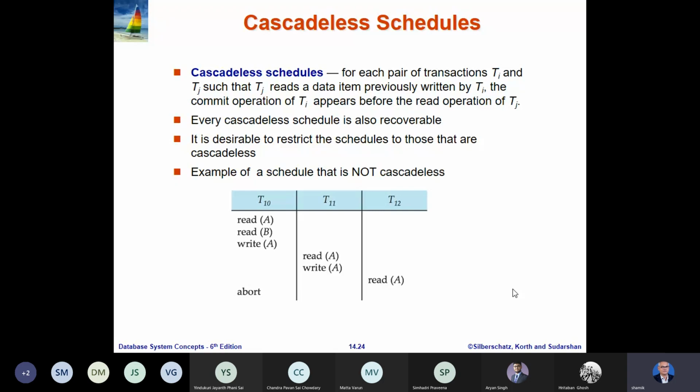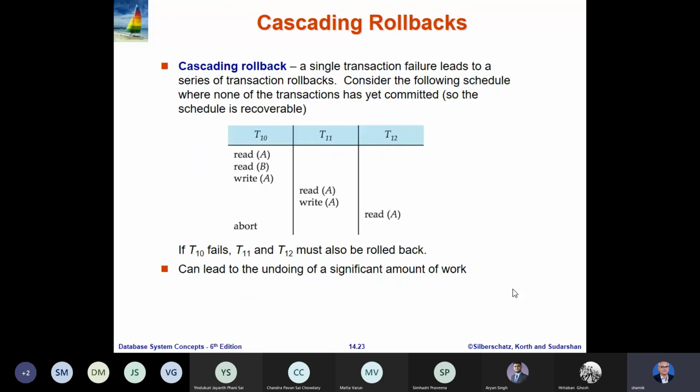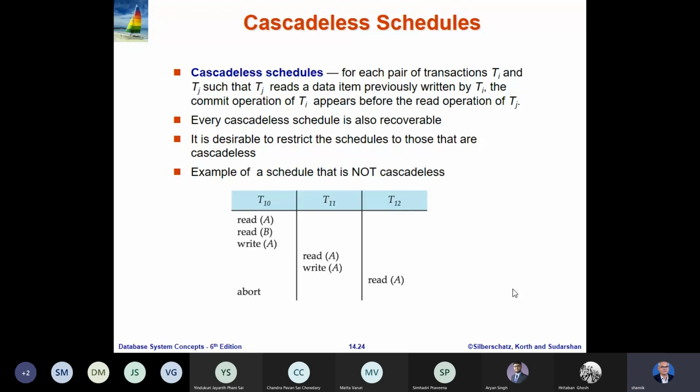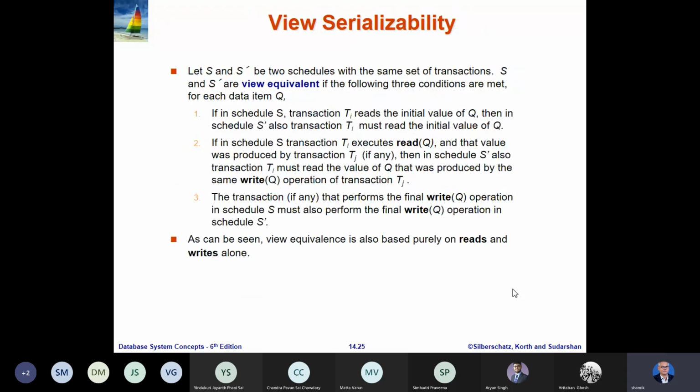So this is an example of a schedule that is not cascadeless, which is the same as the one we had in the previous slide. You would like to ensure having cascadeless schedules, and cascadeless schedules are also recoverable. That means if you ensure the property of cascadeless, you will also be able to ensure the property of recoverability. And of course, you have to ensure that you are generating a serializable schedule, like the conflict serializable schedules. But there is only the final one about this, which is called view serialization.